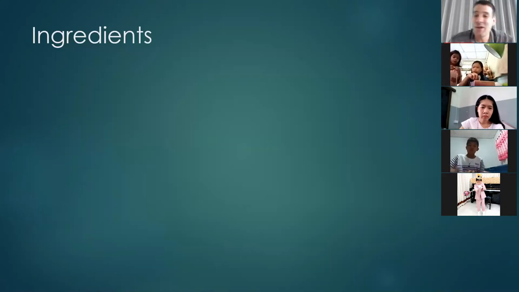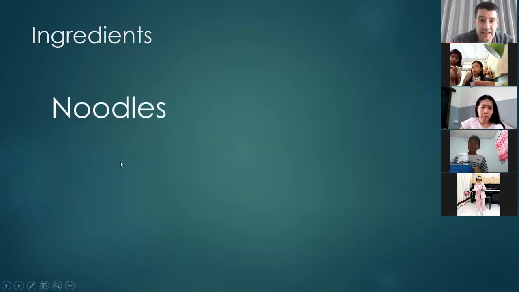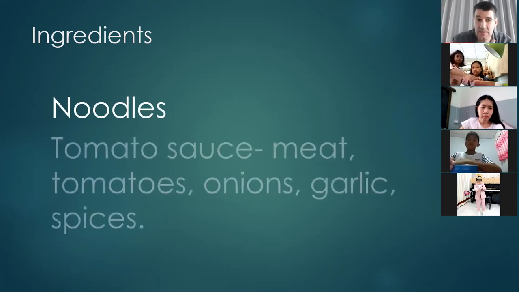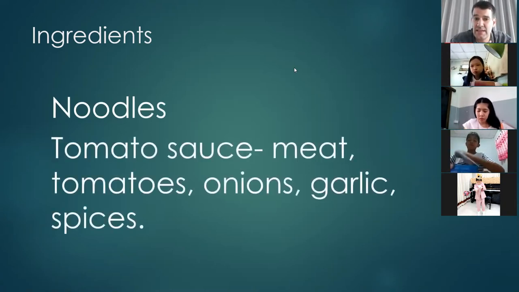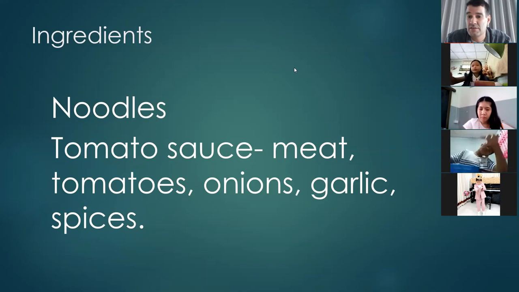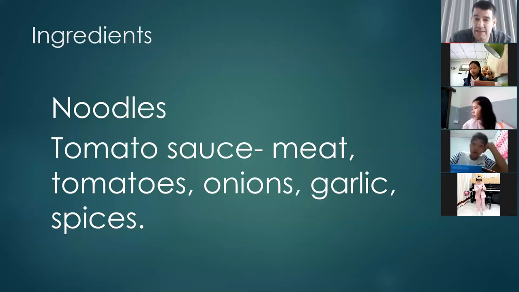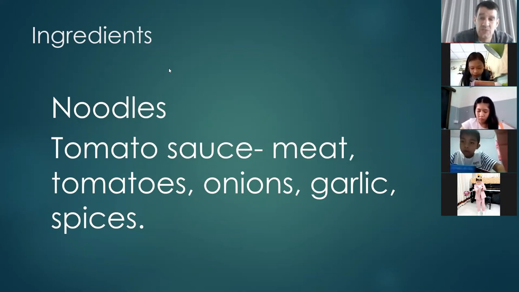So what is in spaghetti? How do we make spaghetti? It has noodles and tomato sauce. In tomato sauce, you can have meat. Different kinds of meat. You can have beef, you can have pork, you can have veal, maybe chicken. You also have tomatoes, onions, garlic, and some spices. Different kinds of spices. About melted cheese? You can put cheese on spaghetti. Some people put cheese, often Parmesan cheese.